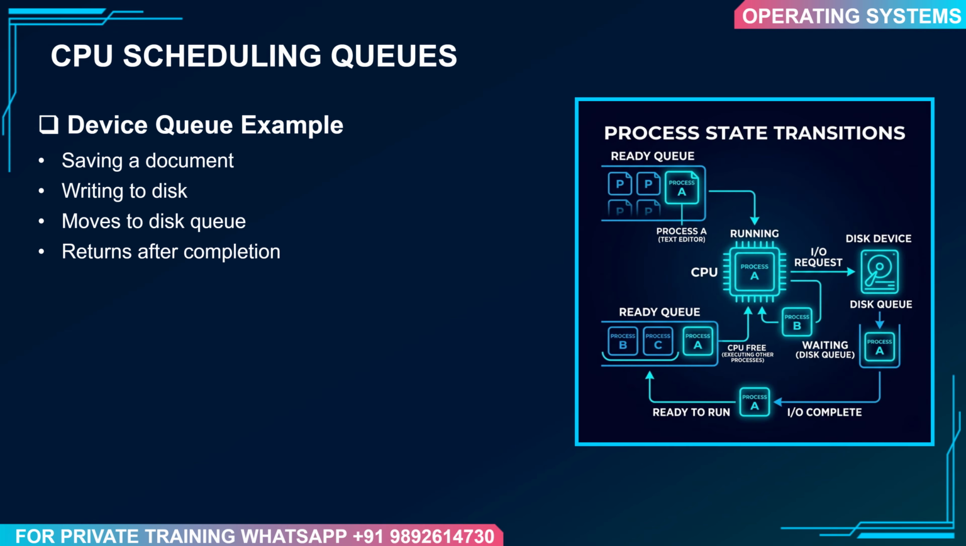Let's make this clear with an example. Suppose you're editing a document and you click save. Your text editor process now needs to write data to the disk. Instead of holding the CPU and waiting for the disk operation to complete, the process moves to the disk's device queue. While it waits there, the CPU is free to execute other processes. Once the disk operation is complete, the process is moved back to the ready queue. From there, it waits again for its turn to get CPU time.